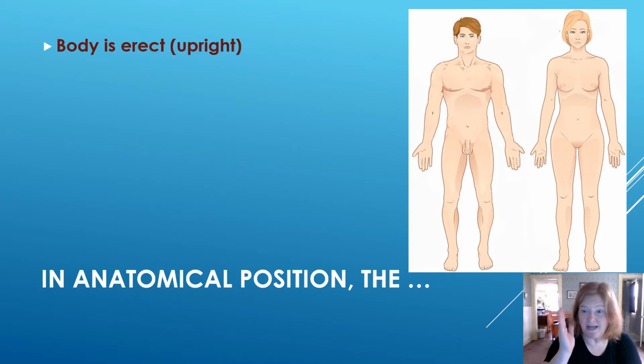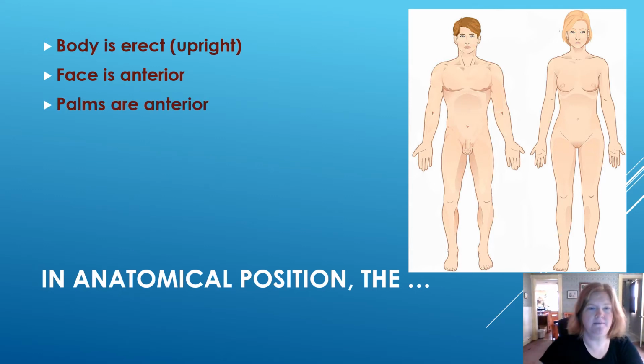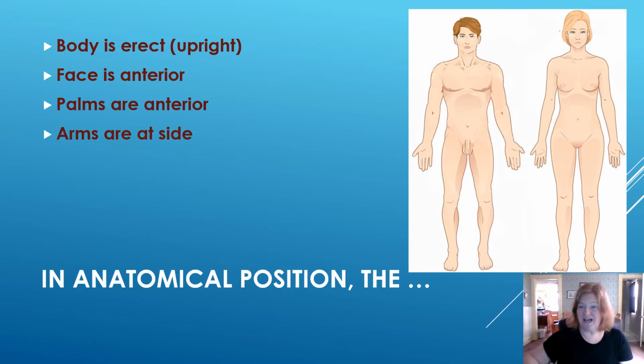The body is erect, upright. You're standing up. The face is anterior, so I'm not like this, I'm not turning around like this, not like this. Face anterior. Palms are anterior, so remember I took a moment and showed you. Arms are at your side, right? So my arms weren't like this or like this or like this, okay? Arms are lowered at my side.